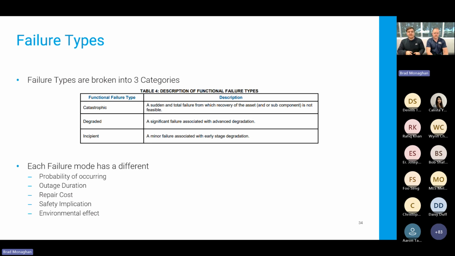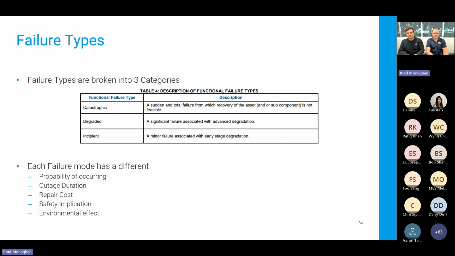You've got degraded, where it's a bit more significant and takes a bit more work to fix. So rather than just cleaning up a cable termination, for instance, you may have to redo it. Then you've got your catastrophic, which we can all picture. And each of these categories has a different probability of occurring. It has different outage costs associated with it, different repair costs, different safety implications, and different environmental effects. And it changes the ball game significantly, and it changes per asset as well.